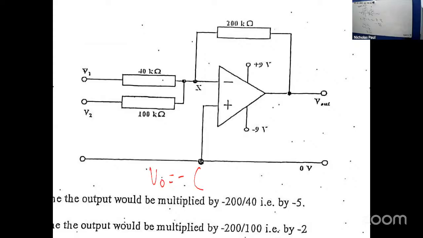Right, but it has values. Tell me what it is now. 200 over 40, which is 5. So that's 5V1 plus what? Which is 2V2. That's it? Yeah, that's the formula. So all you have to do now, Jacob, is plug in what is V1 and plug in what is V2 and you're done. That's right.